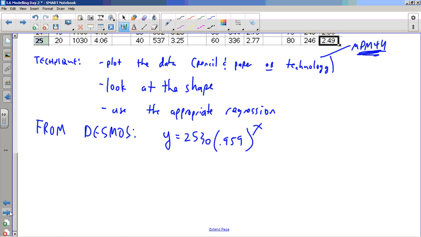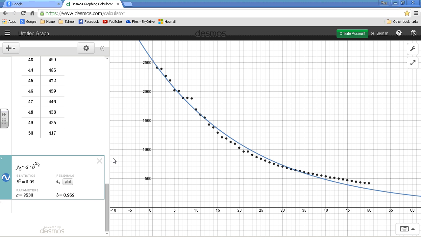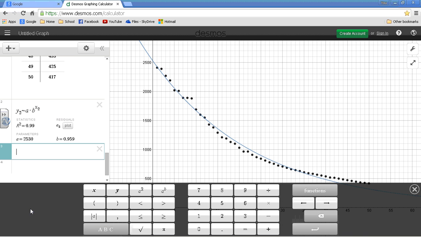Now, what happens is you say, well, okay, this is exponential. I can see it's exponential decay. It doesn't look like a great graph, though. It misses a lot of points. And like I said before, I think Desmos kind of does a strange job with its exponential regression. But what happens if I tried a different one?